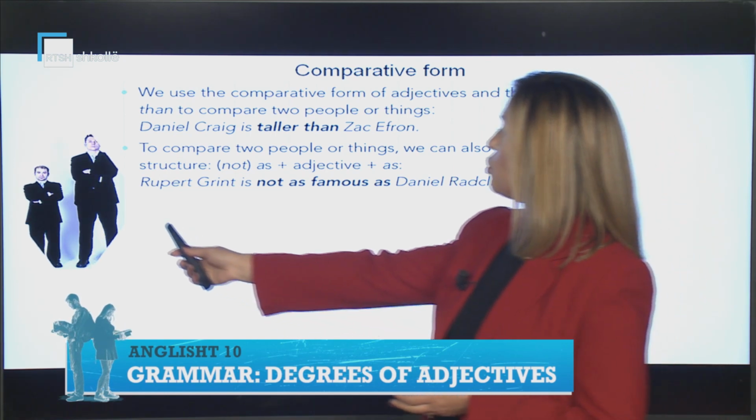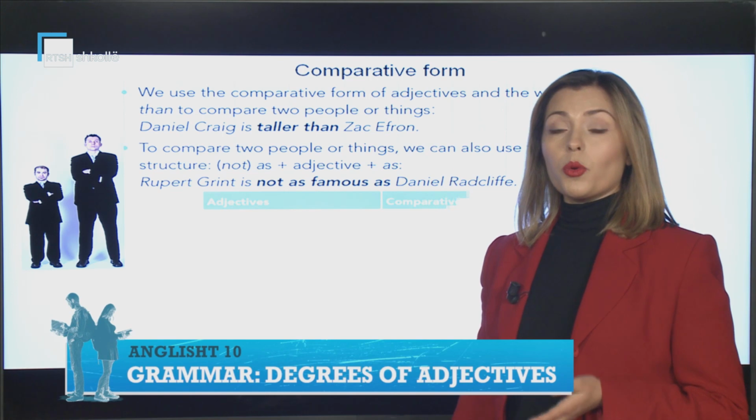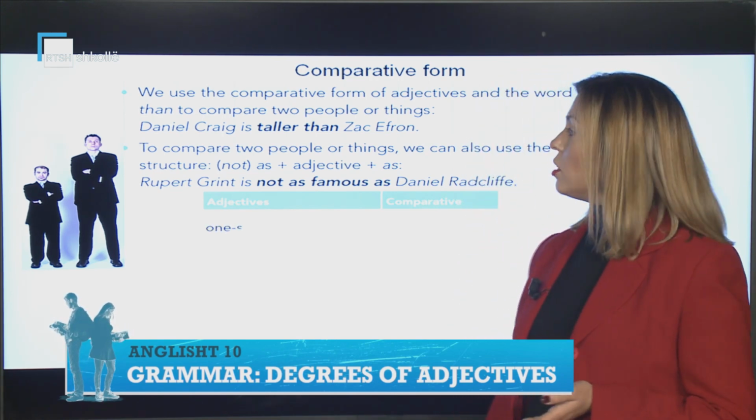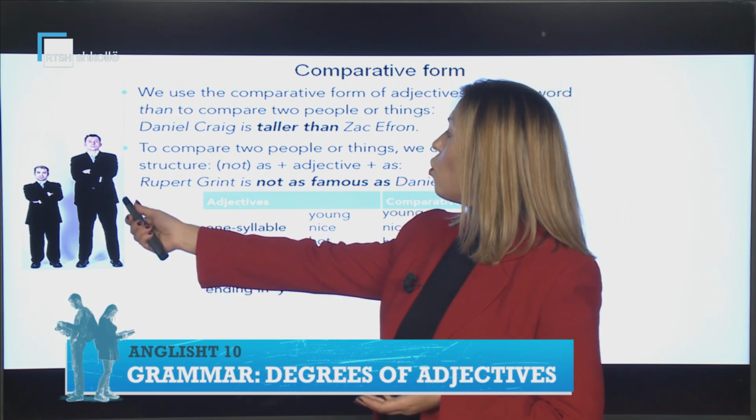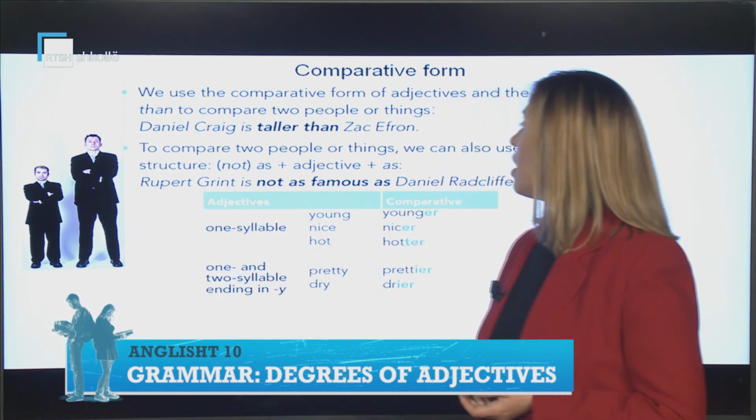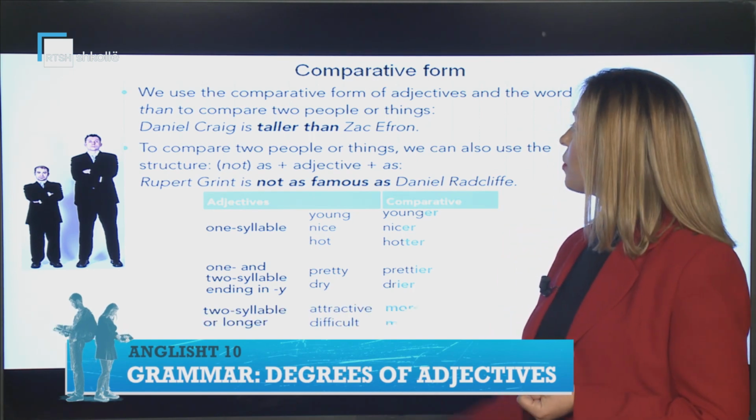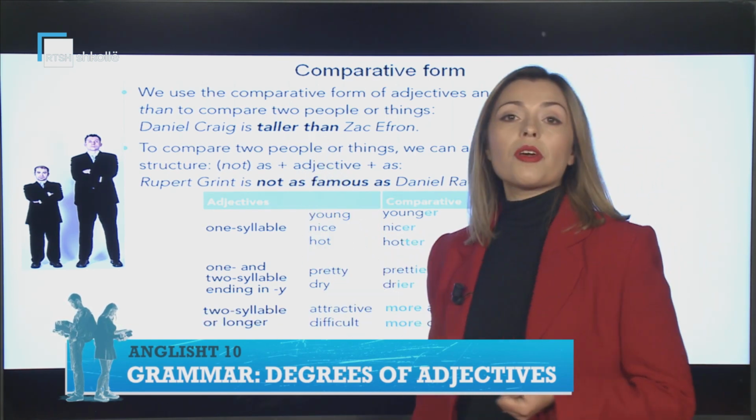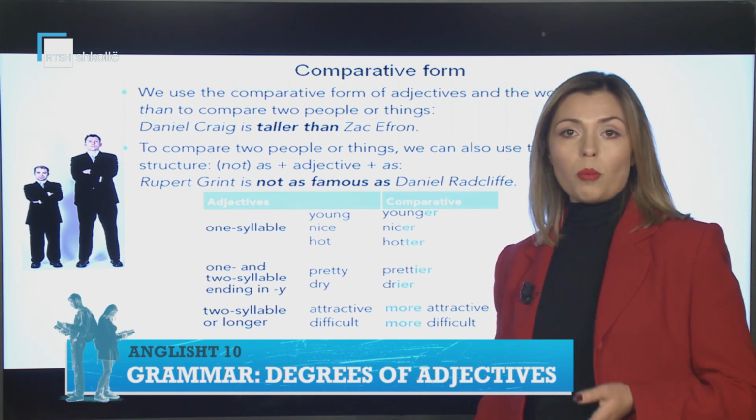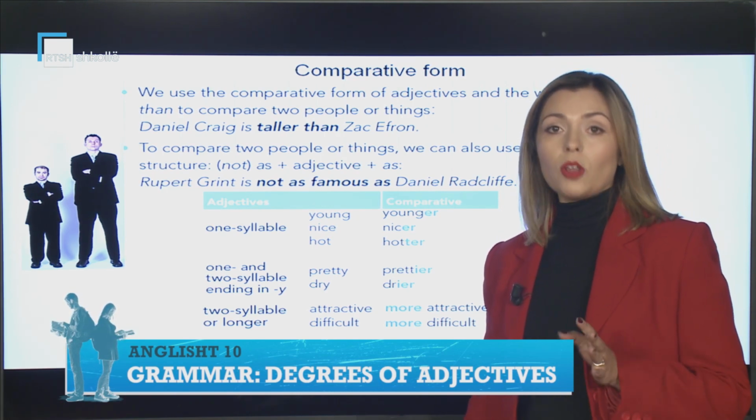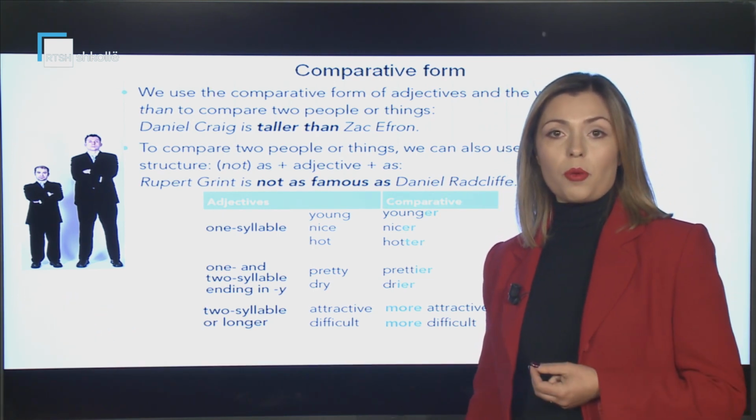Take a look at these two men. We are going to compare them. Who is taller, who is shorter. So, let's say that Daniel Gregg is taller than Zac Efron. I'm just giving some examples. So, when we use the comparative form, we have only two people or two objects or two places, but only two. And how do we form the comparative form?